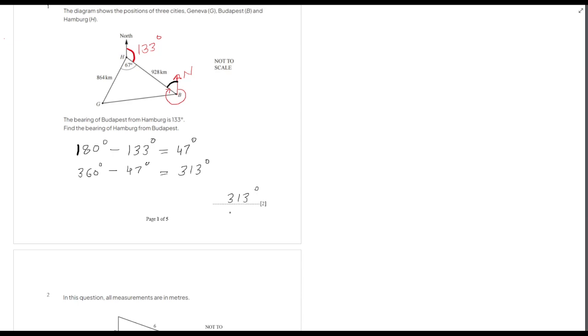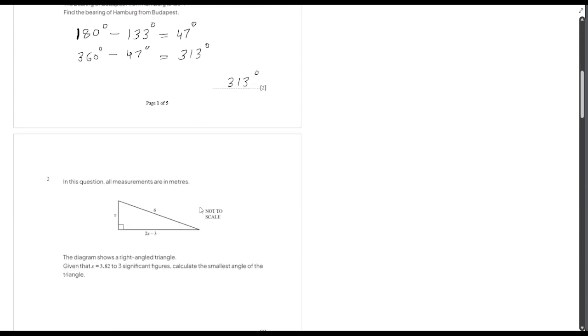As we are doing bearings, the bearings should always be in 3 digits. The second question: here few students directly write the answer, which is not correct. This question is for 2 marks, so it is better if we give 2 steps for this particular calculation.